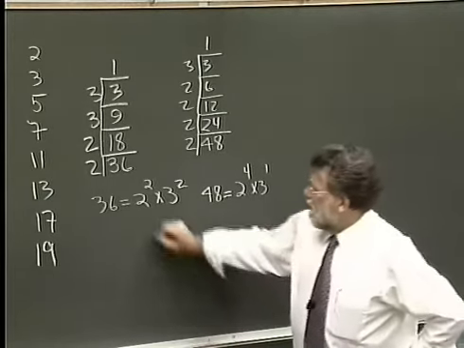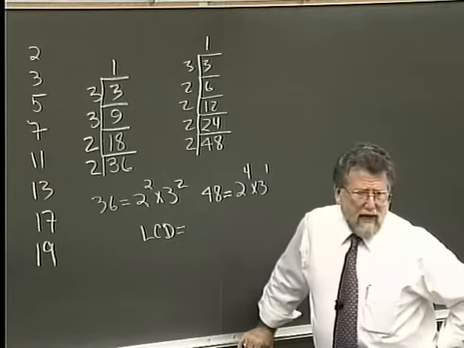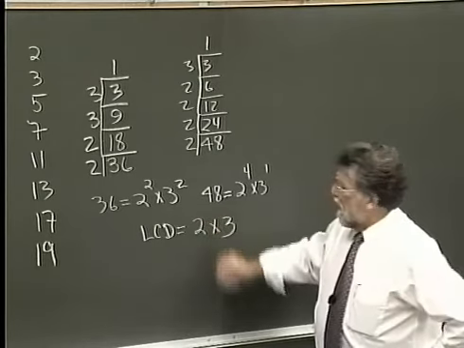Then you want the LCD, the least common denominator. That tells you that you have 2's and 3's, and then you take the what?